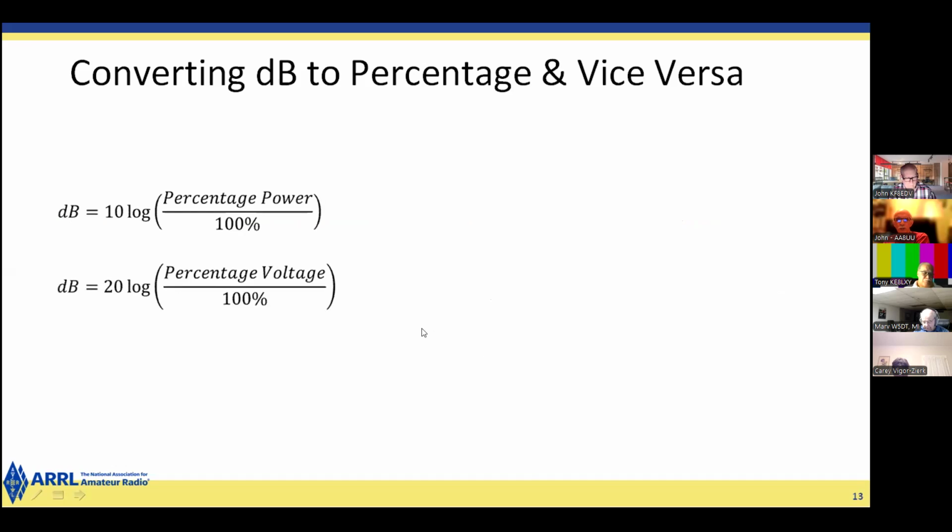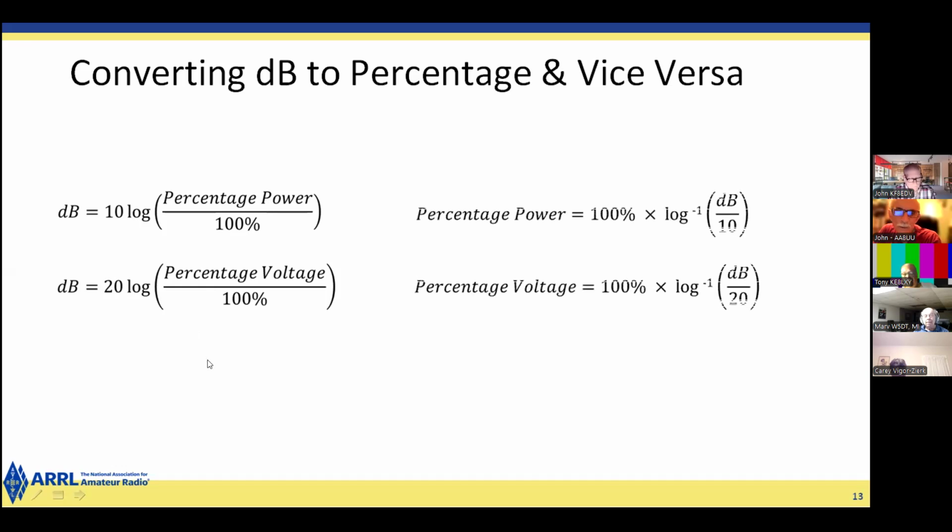Now the percentage one, this is on your test. I don't know anybody that really does this calculation, but you've got to do it. So converting dB to percentage or vice versa. Of course, the percentage of power, so if you were talking 20%, it would be 20 over 100. The difference here is whether you're using voltage or power. Power, it's 10 times the log. Voltage, it's 20 times the log.